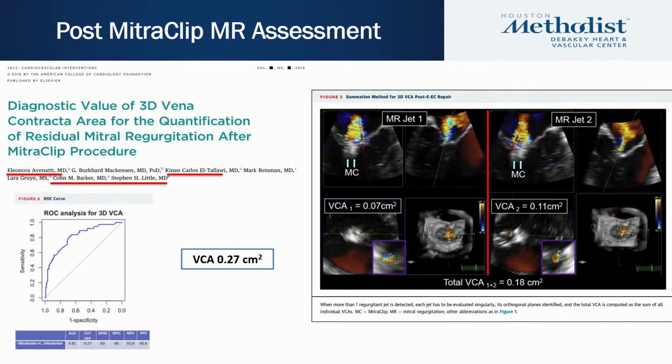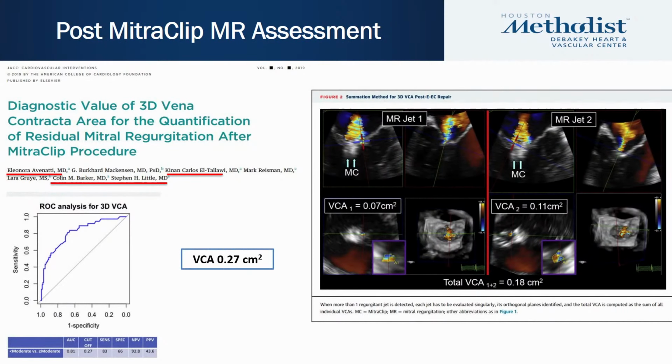This is a study that was performed here at Methodist, which also showed that the vena contracta area of 0.27 centimeters squared had high diagnostic accuracy for moderate MR or less post-mitral clip.